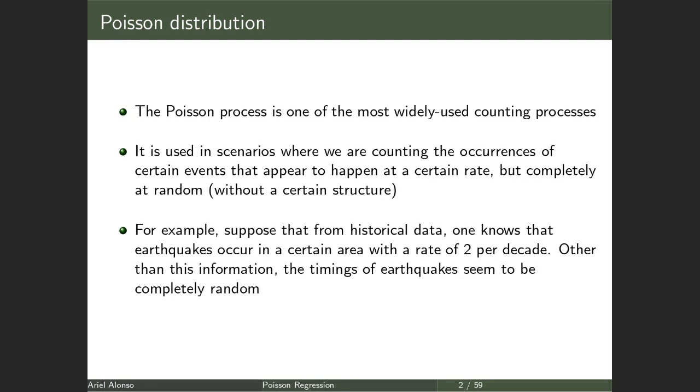It's a counting process. It is used in scenarios where you are essentially counting the occurrence of a certain event, and these events happen at a certain rate, but more than that, they are completely random. Suppose, for instance, you are studying earthquakes, and you know that in a certain area you have more or less 2 earthquakes per decade. But other than that, you have no further information. We don't know exactly when these earthquakes are going to happen, but we do know through historical data that we have more or less 2 events every 10 years.